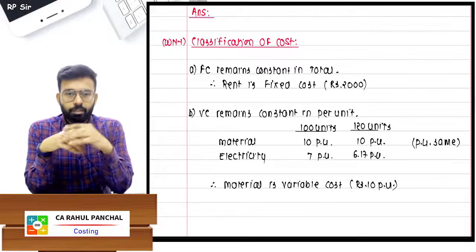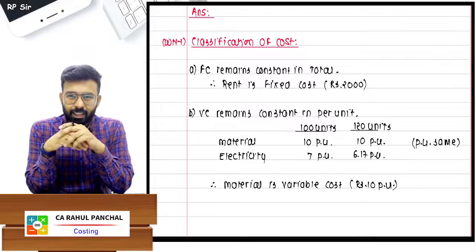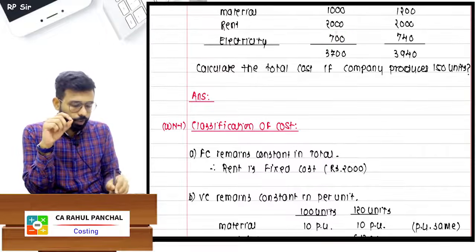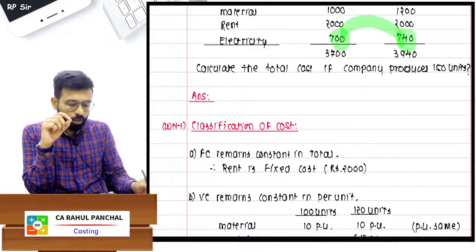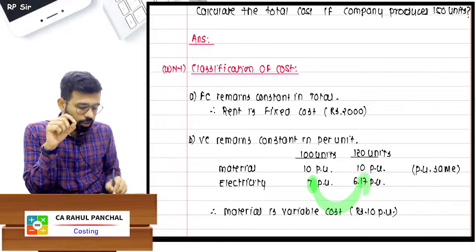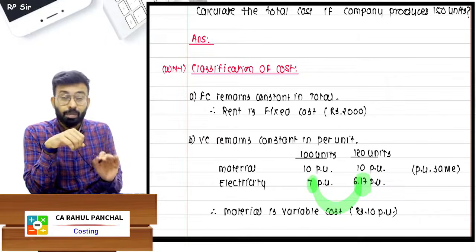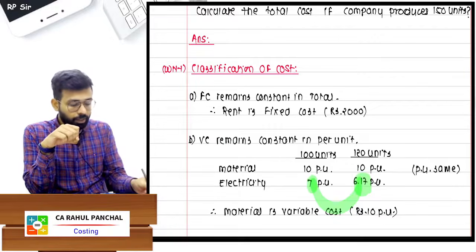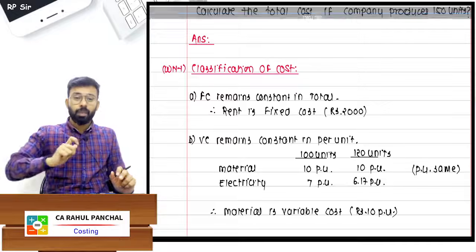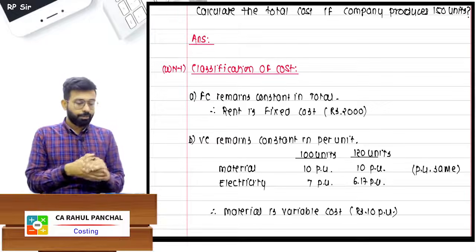Achha, once this is clear, we can now easily tell that if you talk about the electricity cost, it is not fixed cost because it is changing. It is not constant in total. It is not constant in per unit also. So it means it is semi-variable. Some portion is fixed and partly it is variable. Now we will have to bifurcate that.